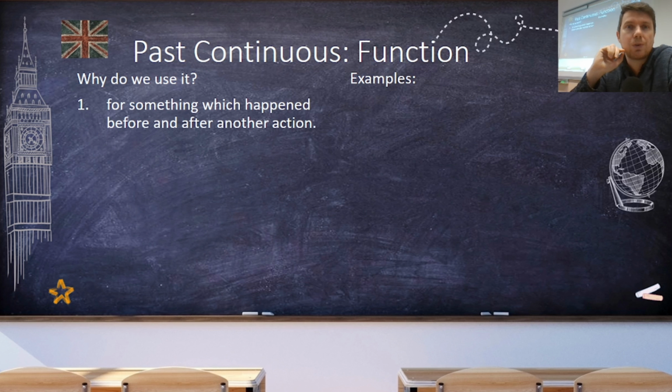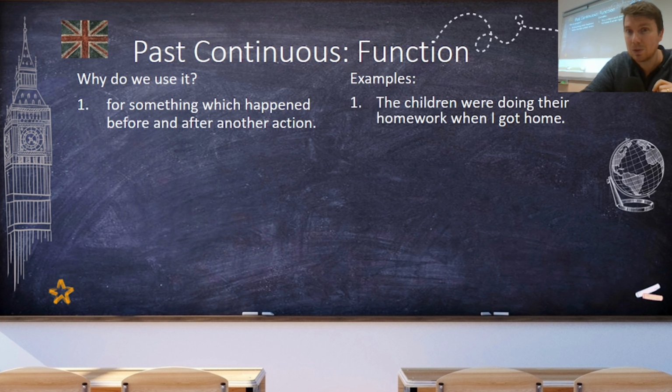Let's look. The first reason that we use the past continuous tense is for something which happened before and after another action. That may be a little confusing, so let's look at an example. The children were doing their homework when I got home. So the children were already doing their homework when I got home. They were doing it before and were continuing, and then I got home and I saw them.